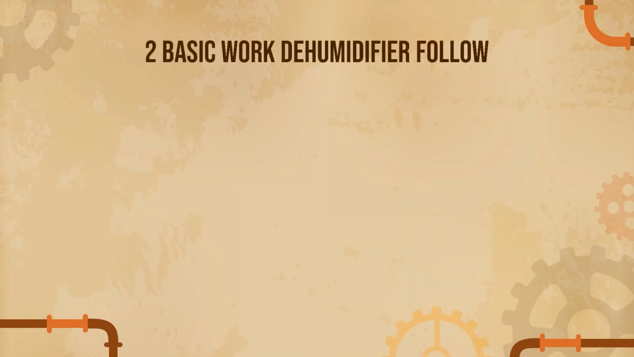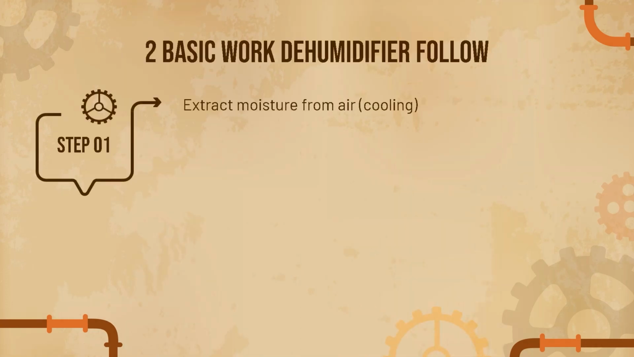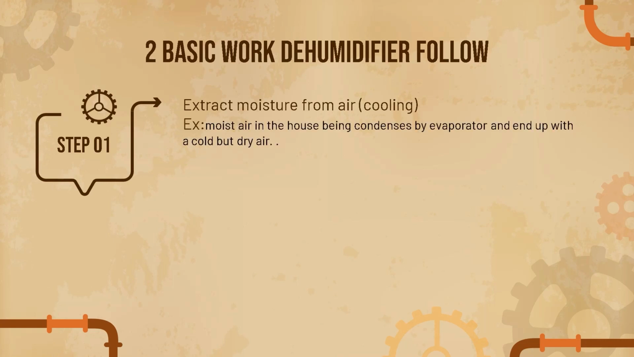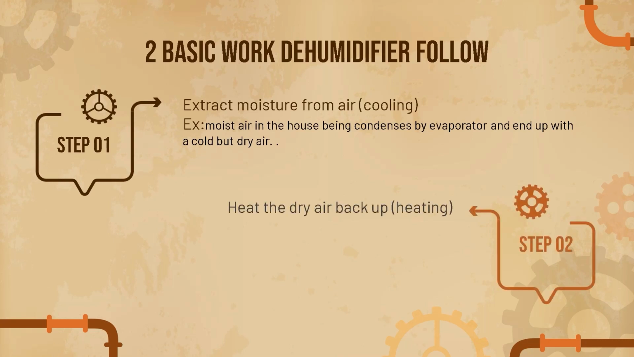There are 2 basic dehumidifying working principles. First, extract moisture from the air, like most air in the house being condensed by the evaporator and ending up as cold but dry air. Second, heat the dry air back. The cold air goes through a condenser to increase the temperature in the house.